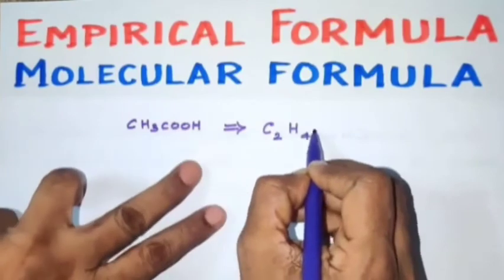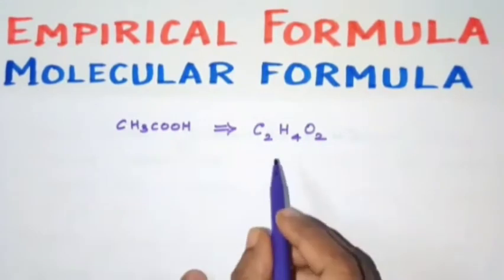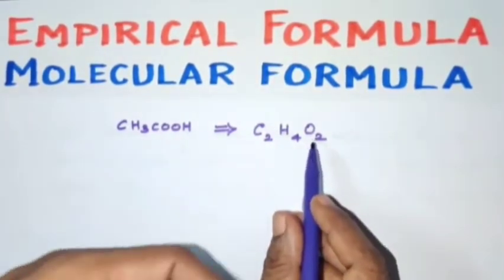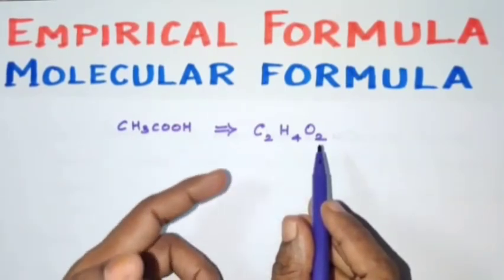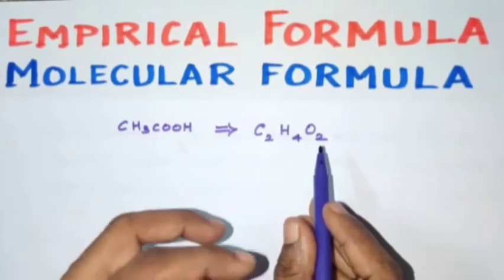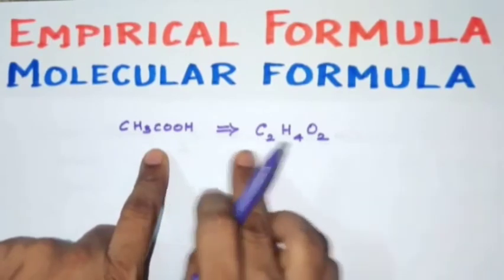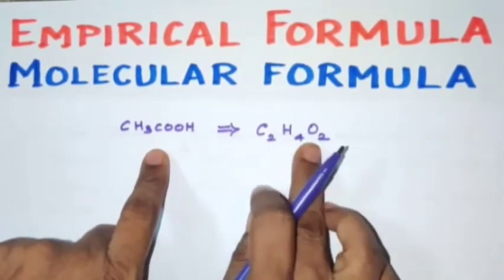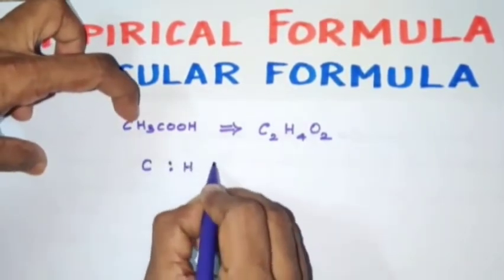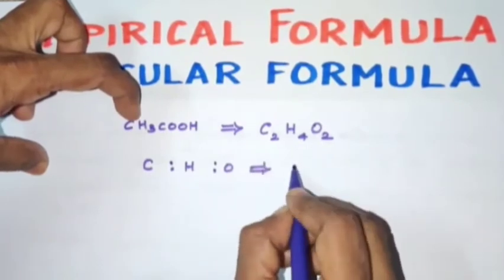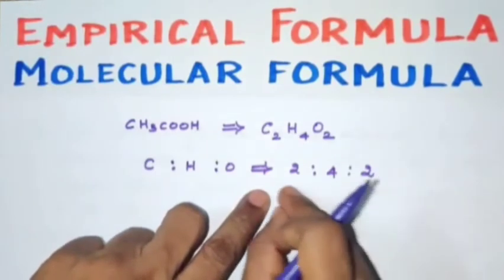So C2H4O2. That means in acetic acid, two carbons are present, 4 hydrogens are present, and 2 oxygens are present. So the actual atoms present in the compound is known as molecular formula. Let's write the ratio of the atom. What are the atoms? Carbon, hydrogen and oxygen. So C is to H is to O. The ratio is 2 is to 4 is to 2. This is the actual ratio.